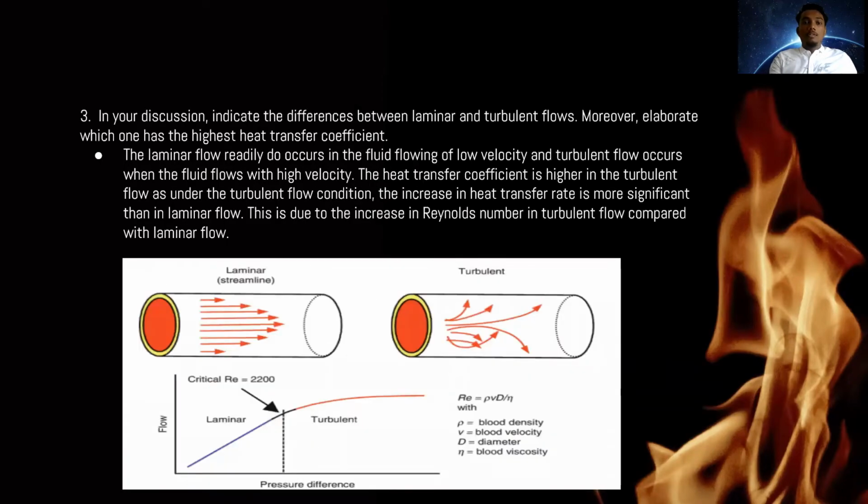As for the third question, indicate the difference between laminar and turbulent flow. Moreover, elaborate on which one has the highest heat transfer coefficient. As we can see, laminar flow occurs in a fluid flowing at low velocity, and turbulent flow occurs when the fluid flows at higher velocity. The heat transfer coefficient is higher in turbulent flow, as under turbulent flow the increase in heat rate is more significant than in laminar flow. So that's the reason turbulent flow has a higher heat transfer rate compared with laminar flow. This is due to the increase in Reynolds number in turbulent flow compared with laminar flow.